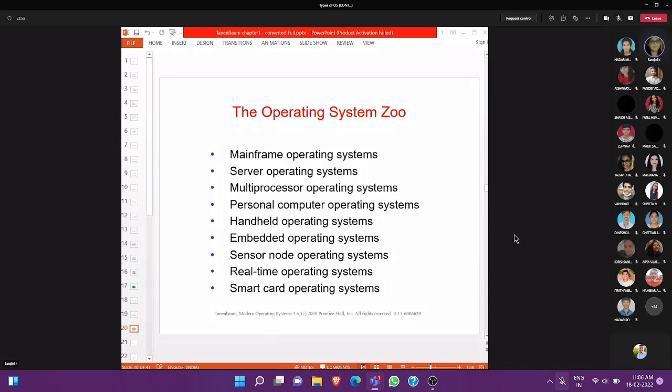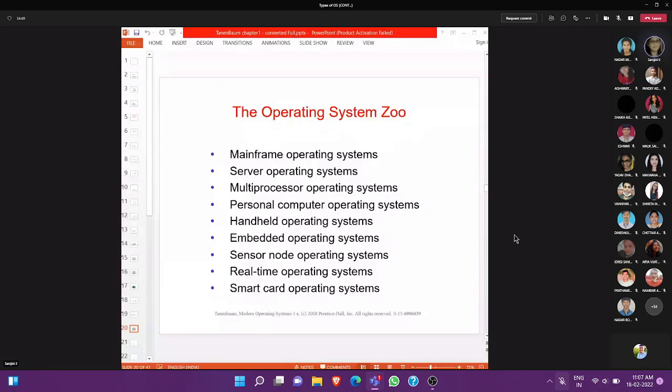So QNX, VxWorks, all these are examples of embedded operating systems. Even Raspbian, there are some versions of Linux, all of those are embedded systems. So the operating system will be completely different. Embedded operating systems like QNX you can't use in a general purpose computer, because a general purpose operating system needs more functionalities. It supports more drivers, so it should be able to attach to any system. The device drivers and everything will be different between the embedded system and the general purpose system.